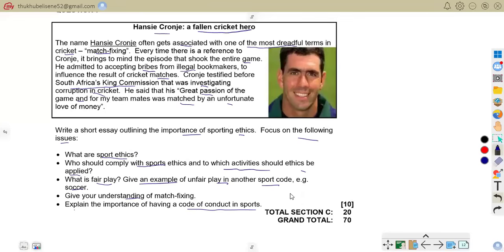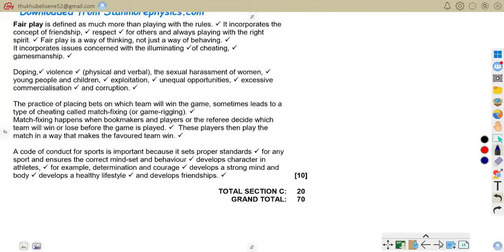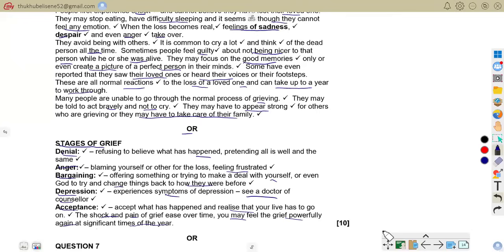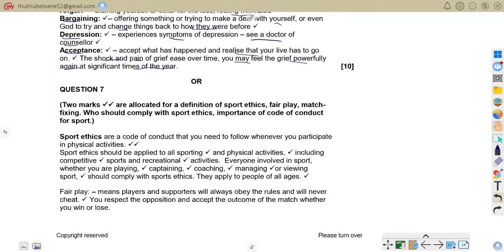So now let us quickly go to the answers. So here we are on our question 7 answers. We want to talk about sporting ethics. Sporting ethics are the good conduct that you need to follow whenever you participate in physical activities.